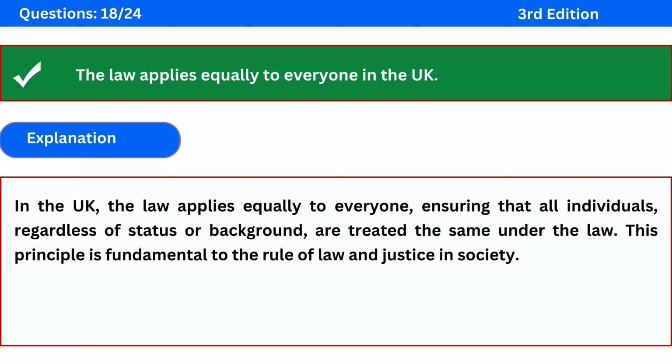The correct answer is the law applies equally to everyone in the UK. Explanation: in the UK, the law applies equally to everyone, ensuring that all individuals, regardless of status or background, are treated the same under the law. This principle is fundamental to the rule of law and justice in society.